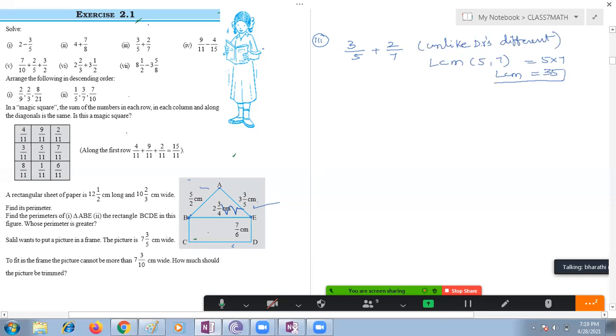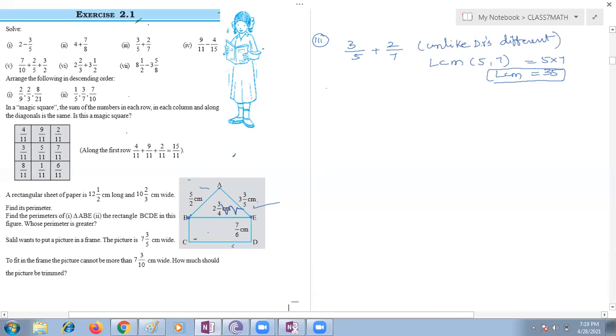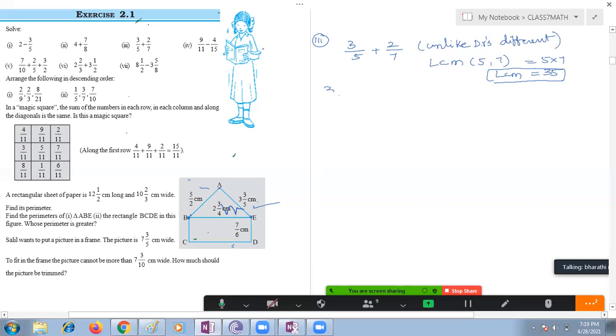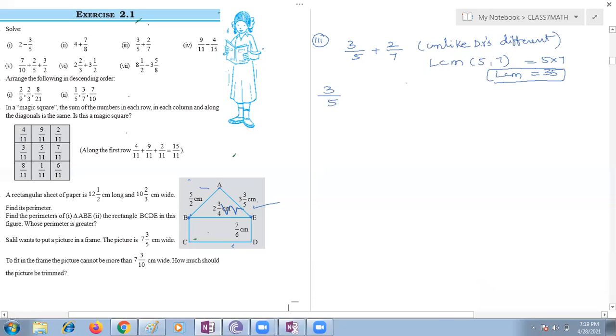Now you have to equate your denominators to 35. You just make your denominators 35. What changes are you supposed to do? 3 by 5 is multiplied with 5. Denominator is 5 here. So if the denominator is 5, you need to convert it into 35. You need to equate to 35. So what should you do? You can multiply with 7, ma'am. Yes.